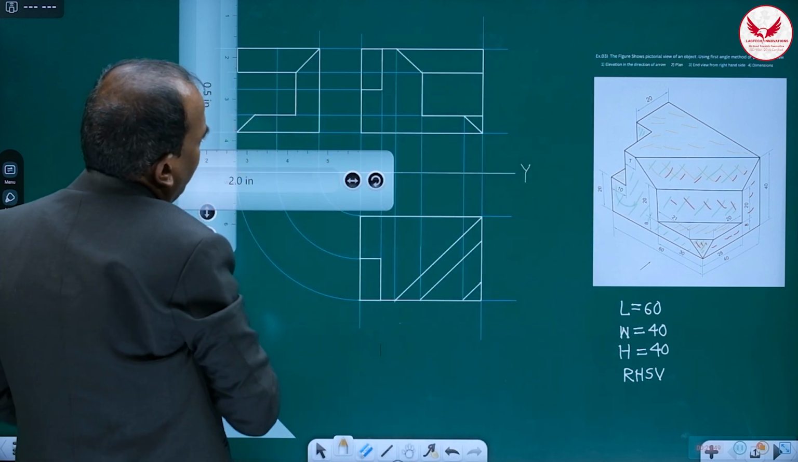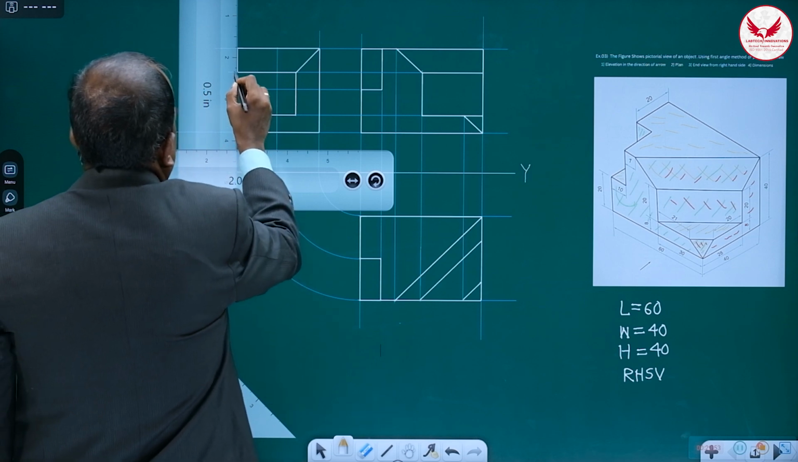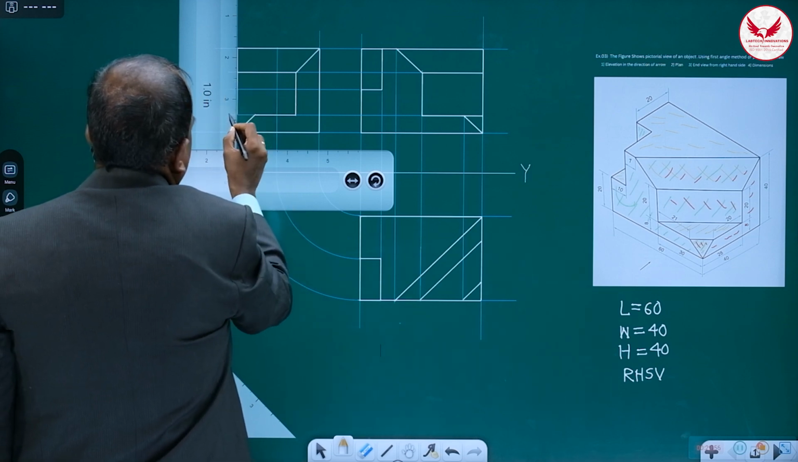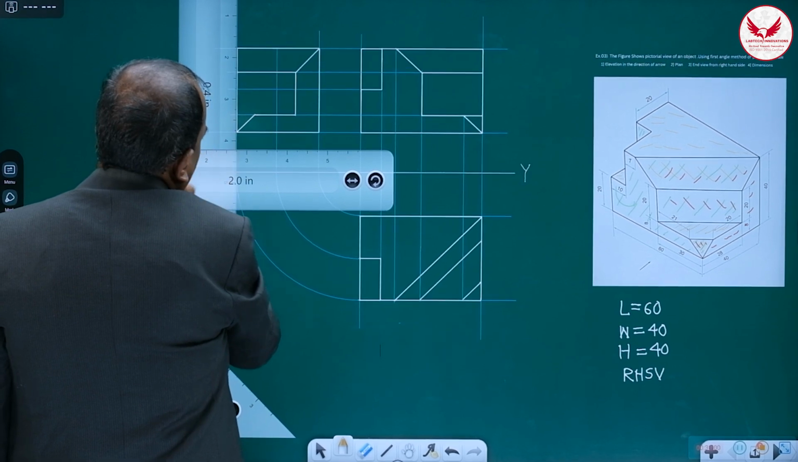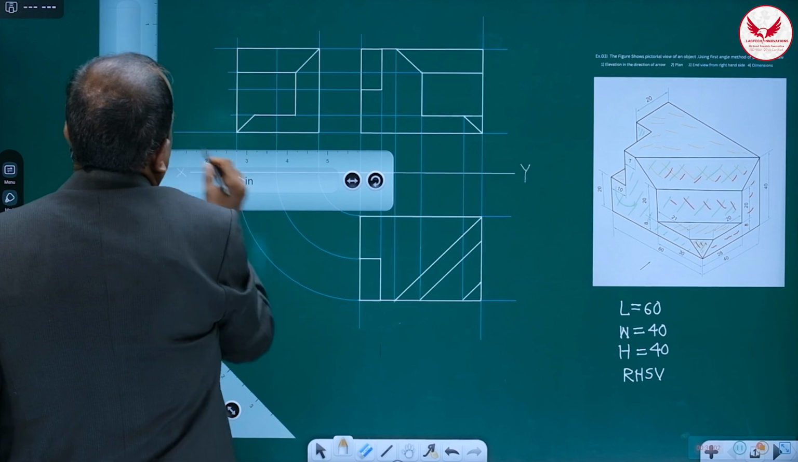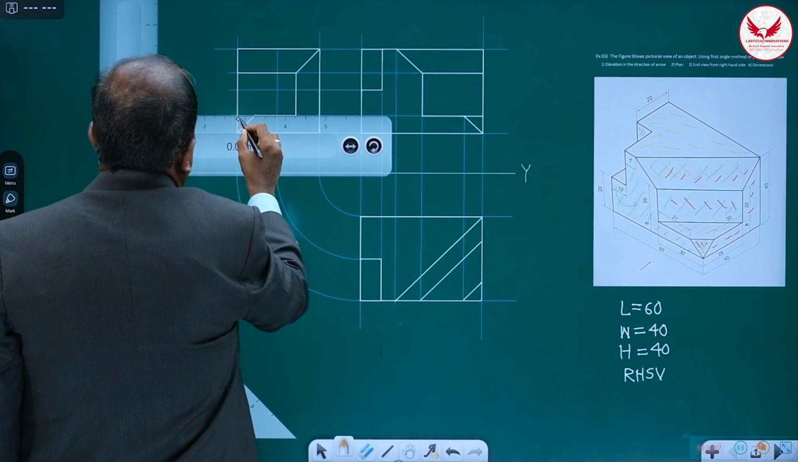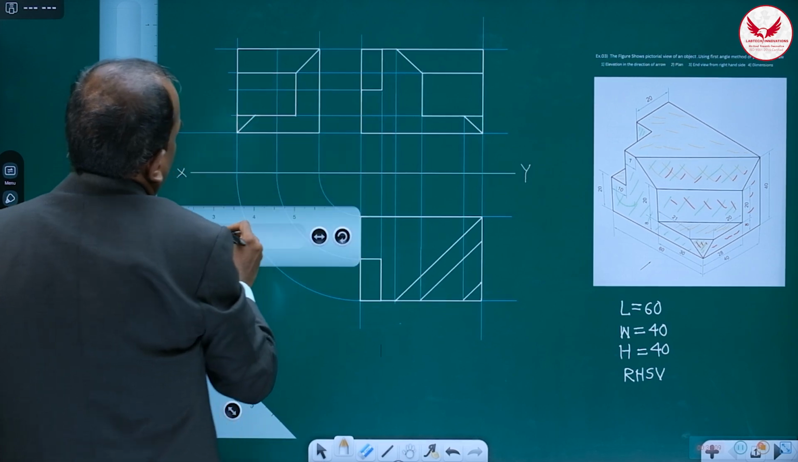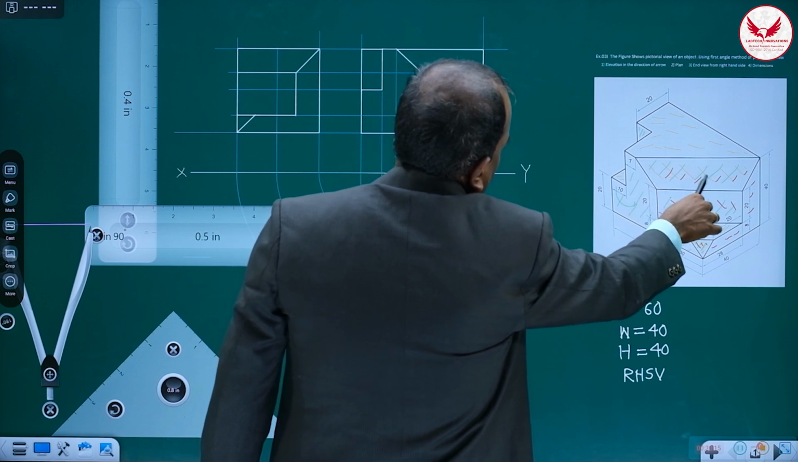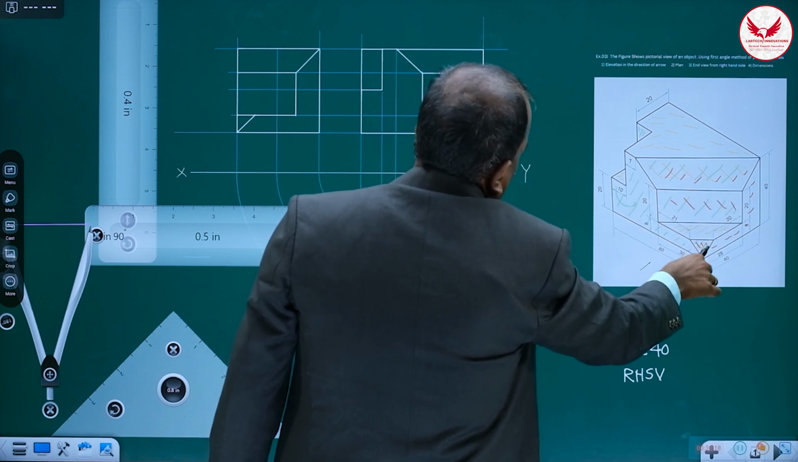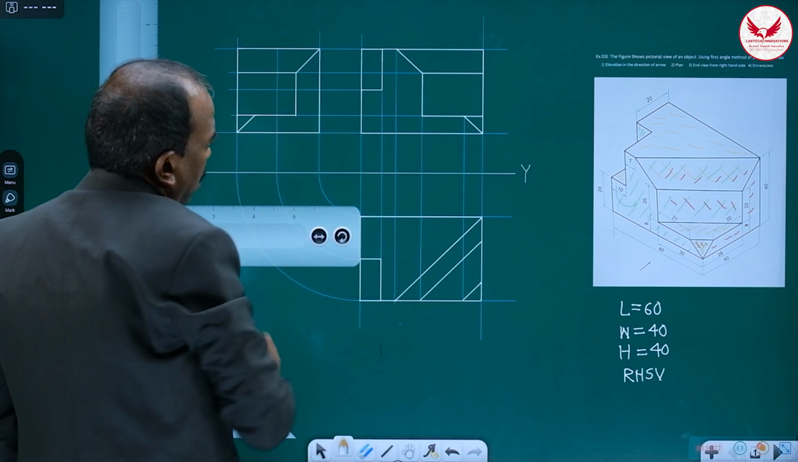So that 12 we have marked right at the top. Then this 20 up to this, and that lower 8 mm triangular portion. So it is like this. If I mark in this way, finish. Whatever these portions, red 1, 2, 3, 4, we have marked 1, 2, 3, 4.